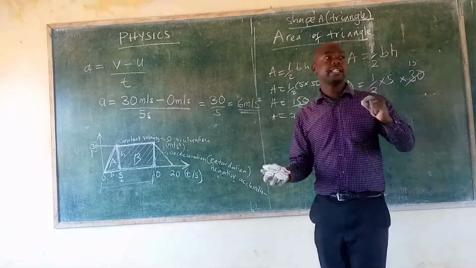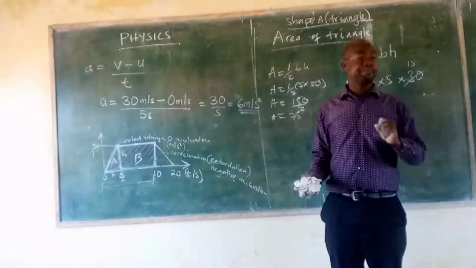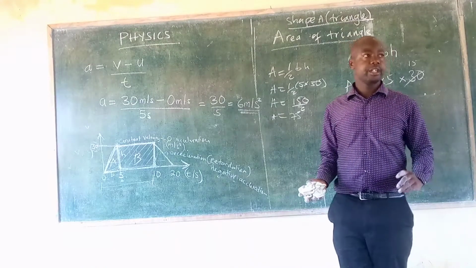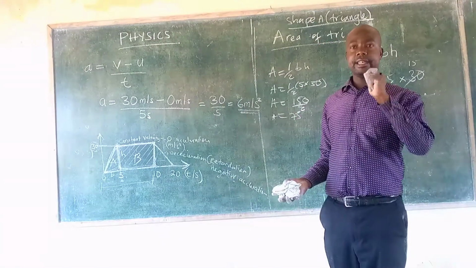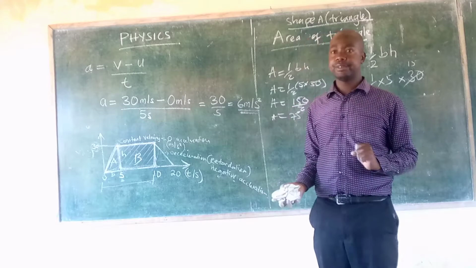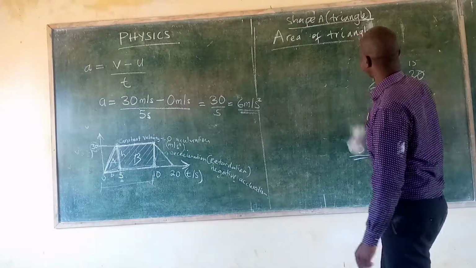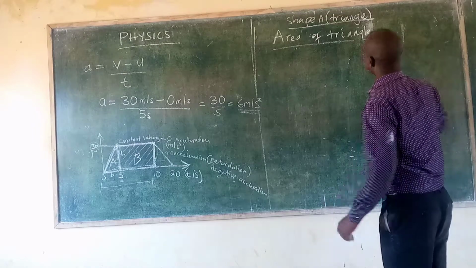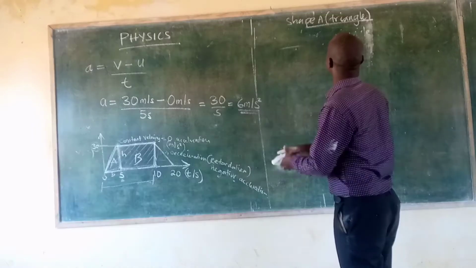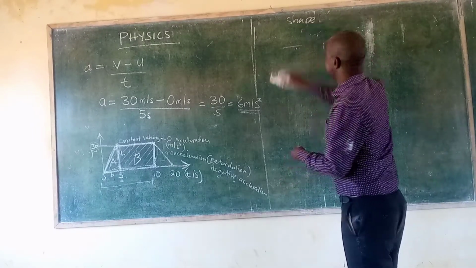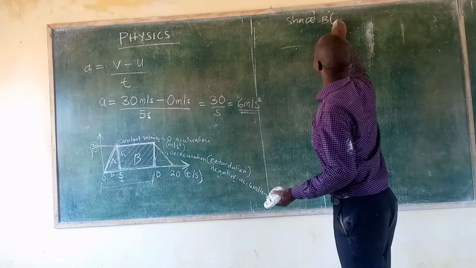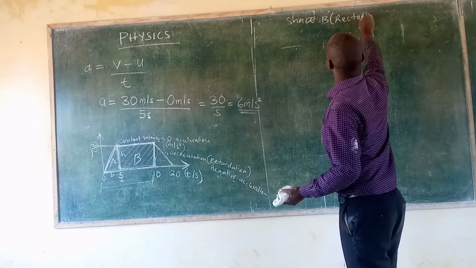Now we come to the other shape, shape B. Shape B is the rectangle. You need to calculate the area of a rectangle. This time I need the girl to come and show us how to calculate the area. Rectangle, shape B, that is the rectangle.